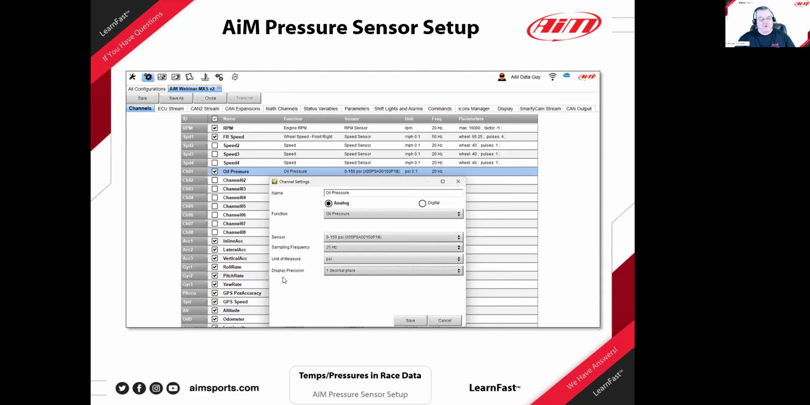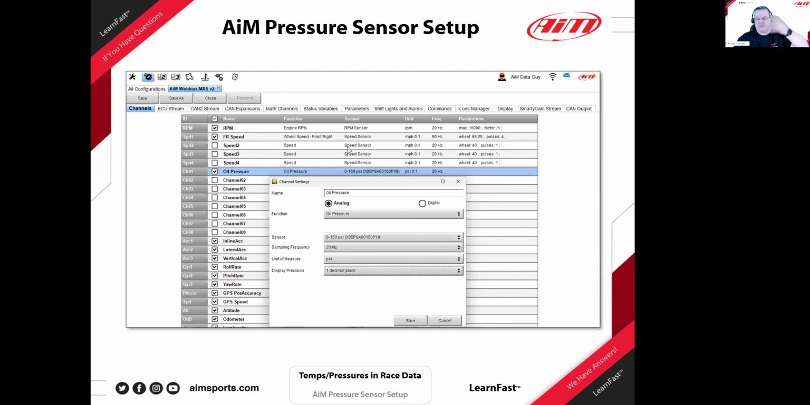And then of course the display precision. How do you want to see it in your data? That's changeable in the Race Studio 3 software as well as the units. But set those two to what you kind of like, and then that will follow all the way through. Once you're in Race Studio 3 analysis, you can change those and have those shown in any way that you like. So set all that up and make sure you save it.